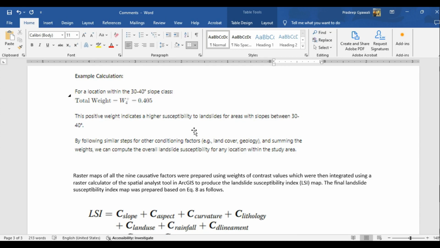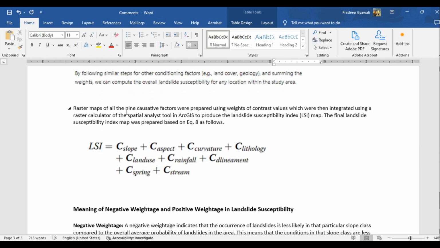So for the example calculations for a location within the 30 to 40 degree slope class, total weight is 0.405. The positive weight indicates the higher susceptibility to landslide for areas within this slope range. Okay, now all the raster maps are prepared on the basis of factors.